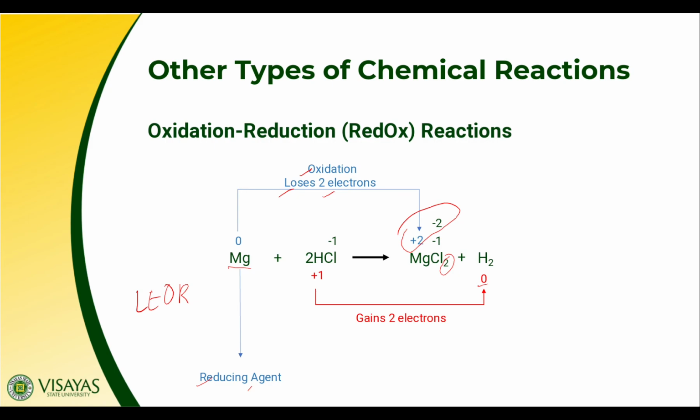So therefore, we have reduction for hydrogen. No? It is reduced, meaning the oxidation number decreased from positive 1 to 0. We have a gain of 2 electrons because we have 2 hydrogen atoms. So you have plus 2 becomes 0, because we have 2 hydrogen atoms. So hydrochloric acid then is the oxidizing agent. Again, we have GEROA: gain of electrons, reduction, oxidizing agent.